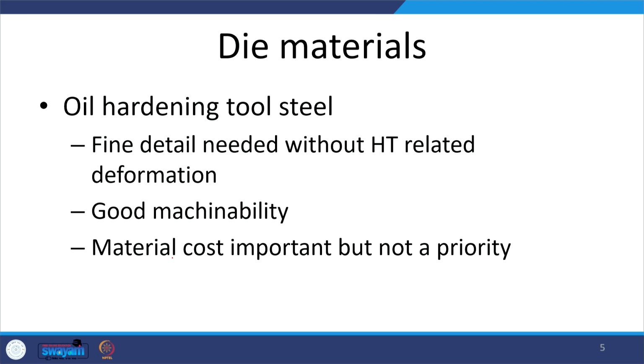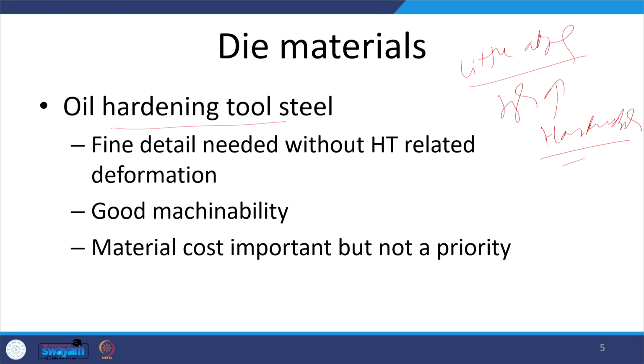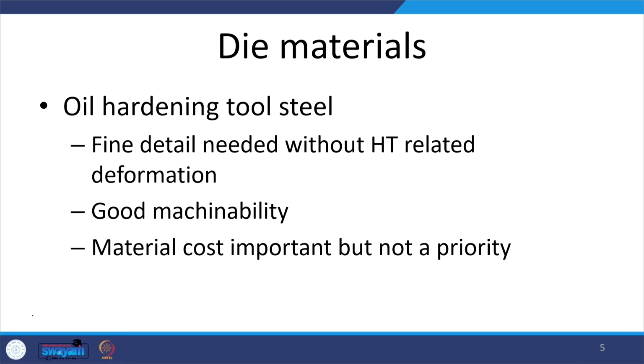Okay. Oil hardening tool steels come with a little alloying elements, which increase the hardenability and permit the steels to get hardened with somewhat lower cooling rates, so that the distortion tendency of dies made of oil hardening steels is reduced. So, oil hardening tool steel is used when fine details are needed without any heat treatment related distortions. If you want to realize fine details without any distortion that can come from the heat treatment, then oil hardening tool steel will be used.